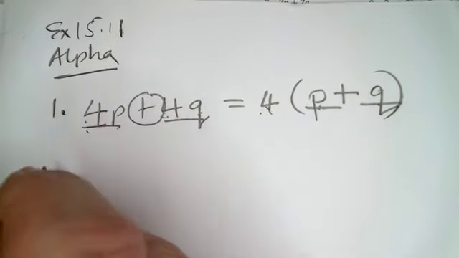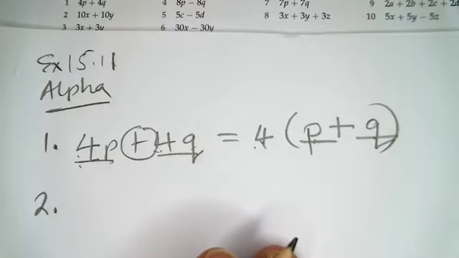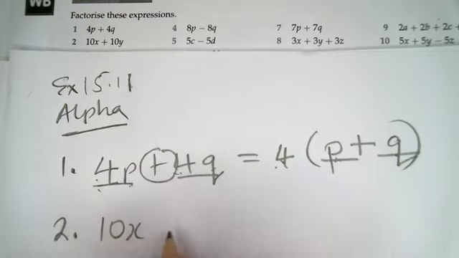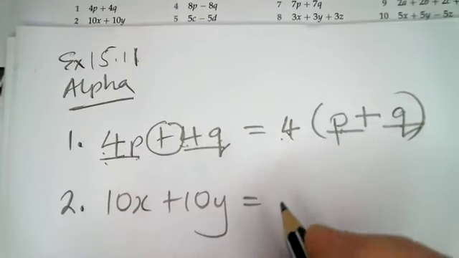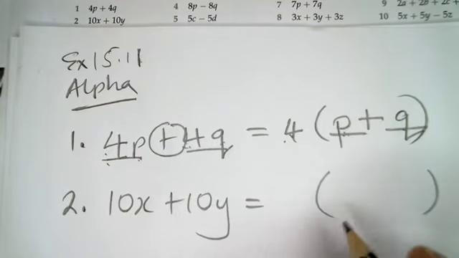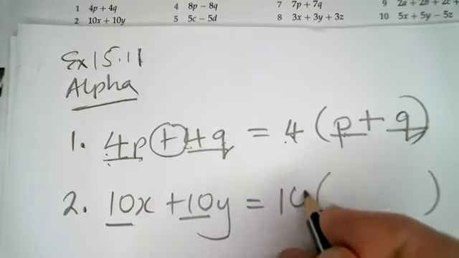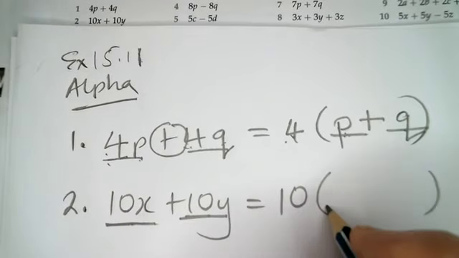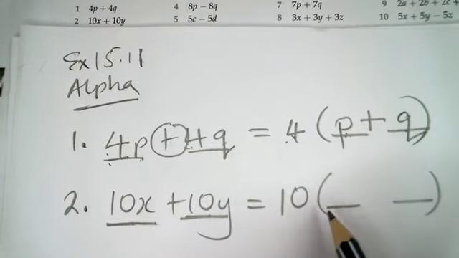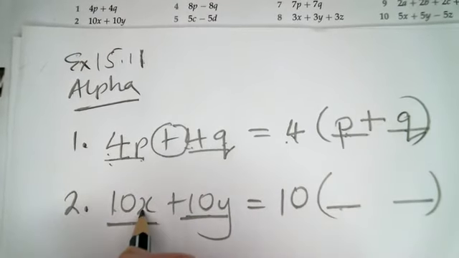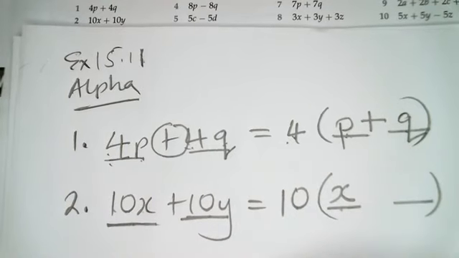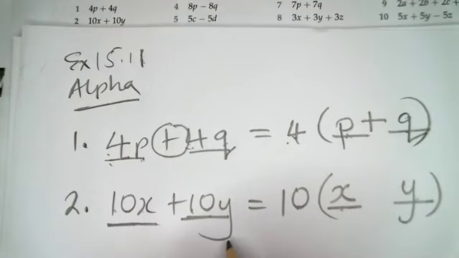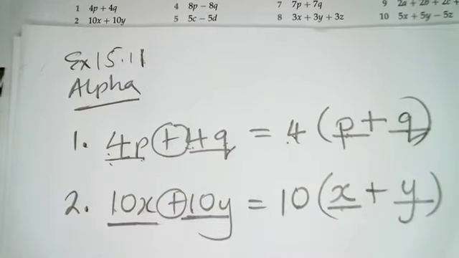So that's number 1. Let's have a look at number 2. Number 2 states 10x plus 10y. So 10x plus 10y is equal to, now I'm going to write the thing that's common. Well, 10 is common to both of these. So I write 10 outside the bracket. And inside the brackets, I'm going to have 2 terms. And I ask the question, what times 10 makes 10x? Well, 10 times x makes 10x. And what times 10 makes 10y? Well, 10 times y makes 10y. And they're both plus because I have a plus in the middle.